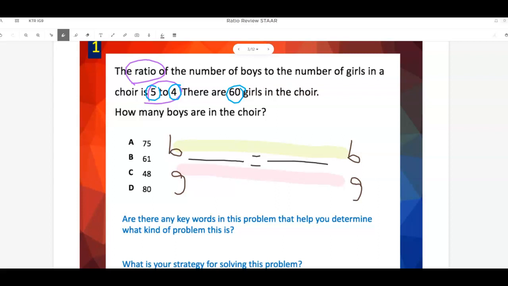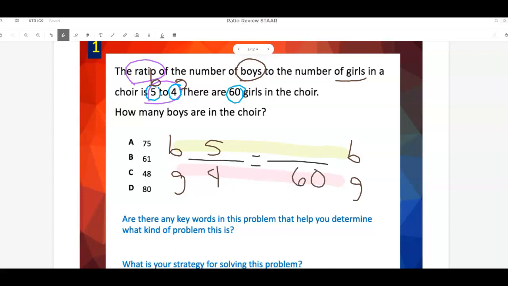Okay, so let's go through this. I don't want to waste a lot of time for people who are super confused. We need to go through it so you get an understanding. Which number goes with boy? 5. Boy is the first word, so it gets the first number. Girl is the second word, so it gets the second number. So I'm going to put a 5 here on my boy's side and a 4 here on the girl level. And the question says, there are 60 girls. Does that go on the top or the bottom? Bottom. Because I've got my girl information on the bottom.